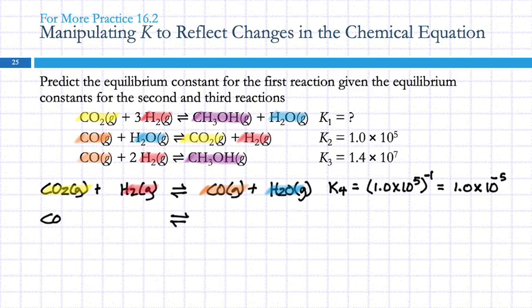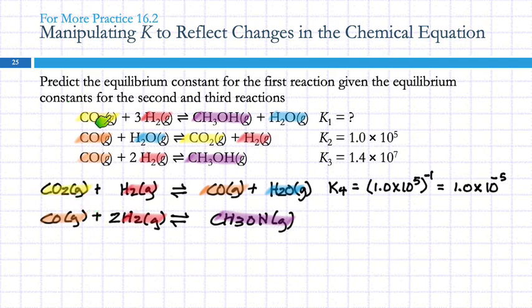So this one, CO plus 2H2, CH3OH. We're going to have to add these together. So if I add one H2 to two H2s, I'm going to get the three H2s I need. Okay? And so I just need to add these together.